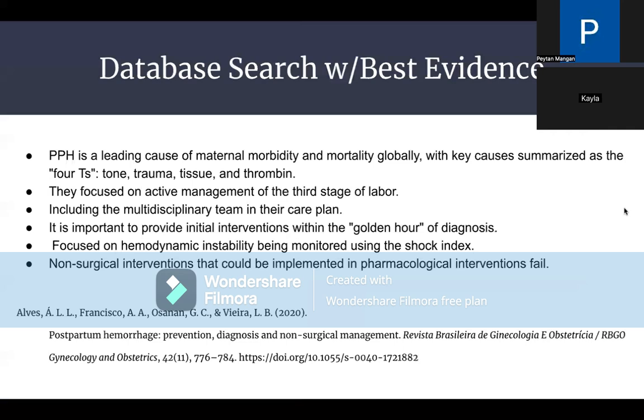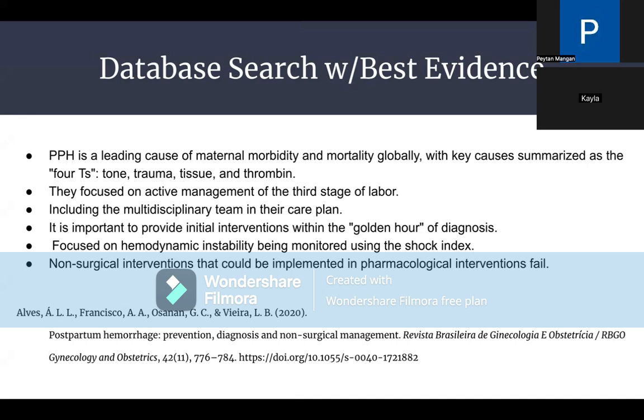So our first article was Postpartum Hemorrhage: Prevention, Diagnosis, and Non-Surgical Management. It is a comprehensive overview of postpartum hemorrhage prevention, diagnosis, and non-surgical management. And it emphasizes postpartum hemorrhage is the leading cause of maternal morbidity and mortality globally, focusing on the 4 T's that we spoke about earlier.